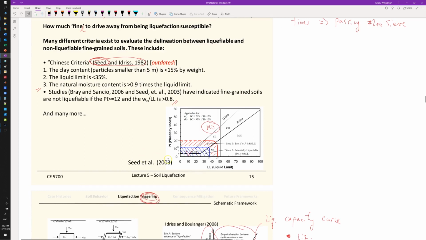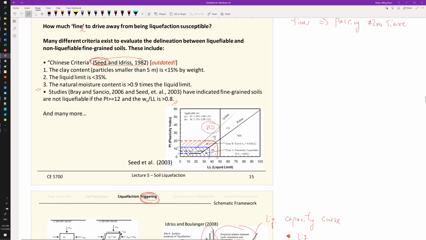So this is from the slides, but actually this is the Bray and Sancio 2006 method. So again, for ML and CL, you better look at the PI and the liquid limit. If you are in the blue area, then pretty much yes, this is almost a must you need to do. If you end up with the plasticity index and the liquid limit giving you the blue area. So this pretty much is the issue when you have ML material. You almost have half of the chance that this is a must. And also the dual classification, CL-ML pretty much is a must.